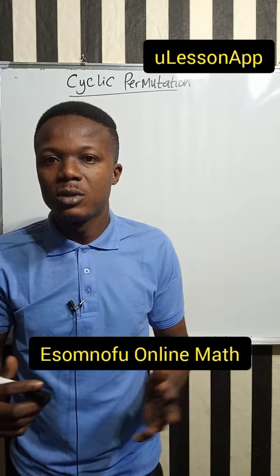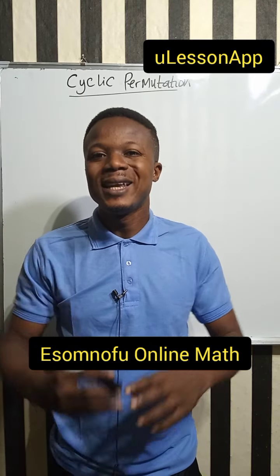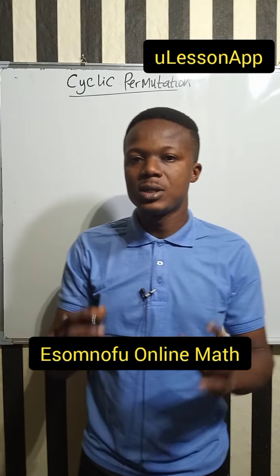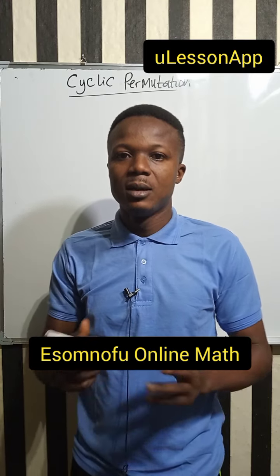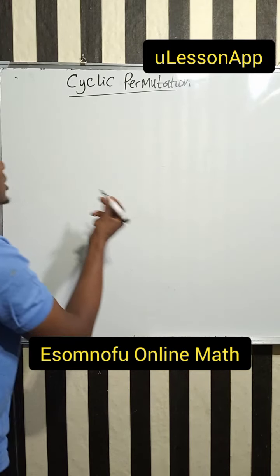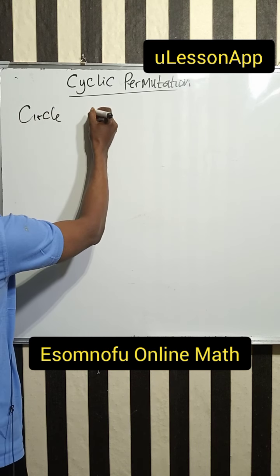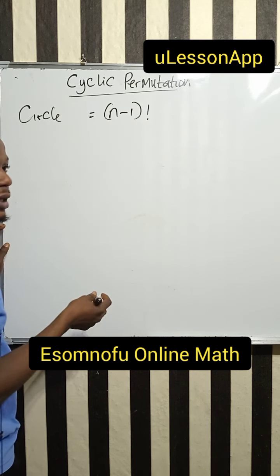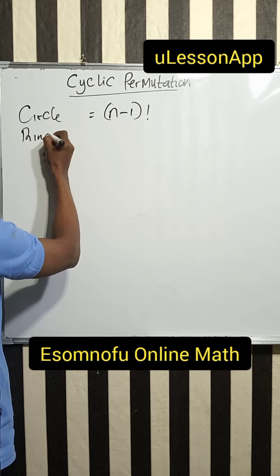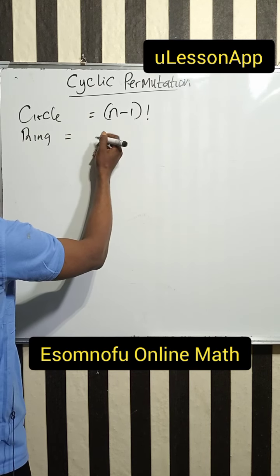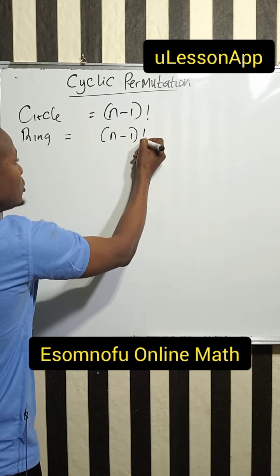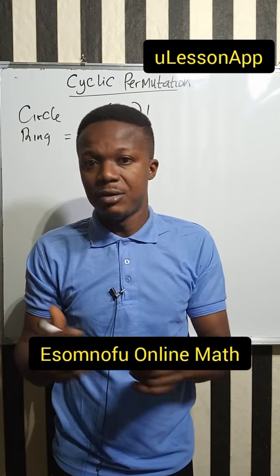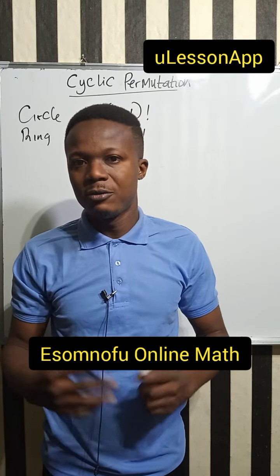When you talk about cyclic permutation, it involves the arrangement of objects in a circle or in a ring. When you arrange objects in a circle or in a ring, we say that the arrangement is cyclic. The number of arrangements should be n minus 1 factorial if the arrangement is done in a circle. But for a ring, which can be rotated either way around, you use n minus 1 factorial all over 2. Now, why are we taking away 1 from this?